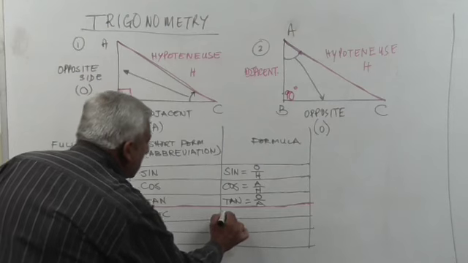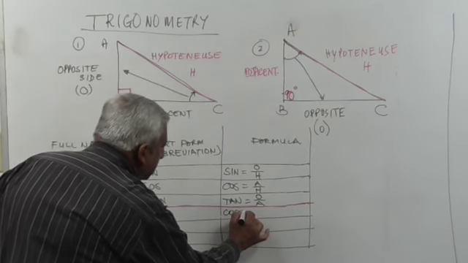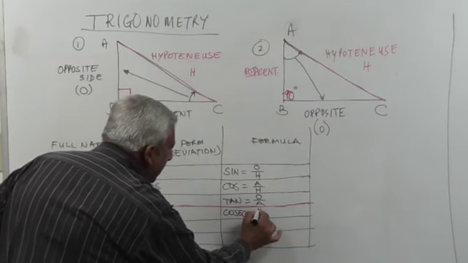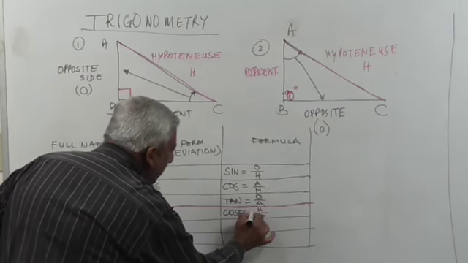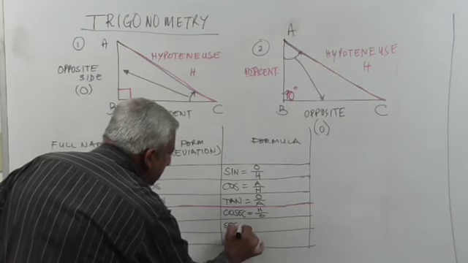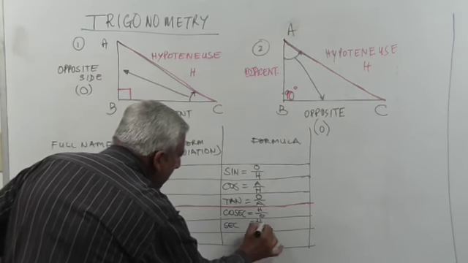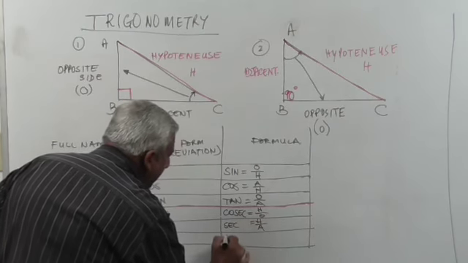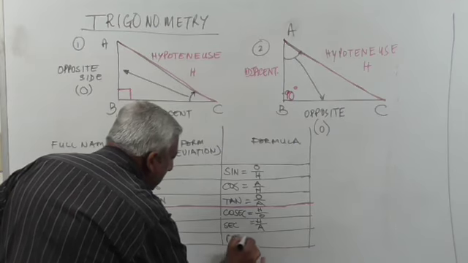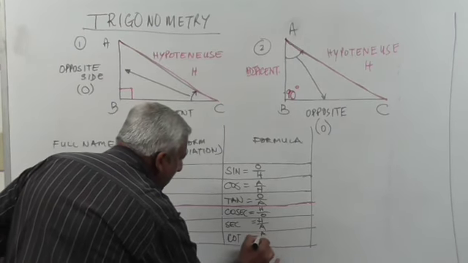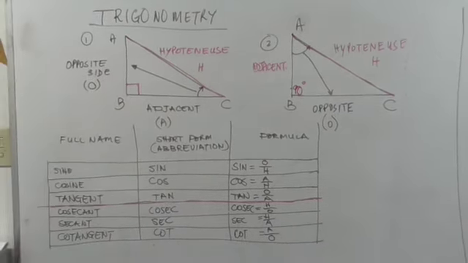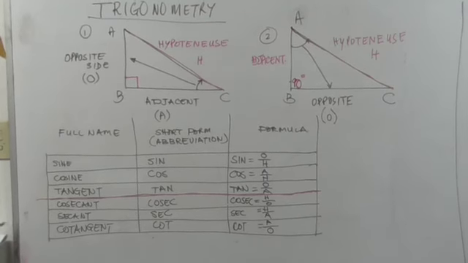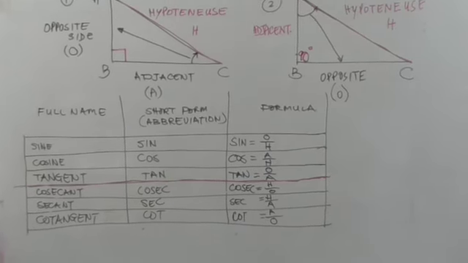So, cosec is equal to H over O. Sec is equal to H over A. And cot is equal to A over O. So that's your six basic ratios that we are talking about.